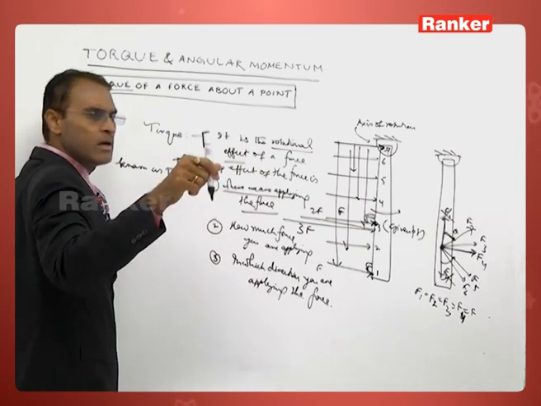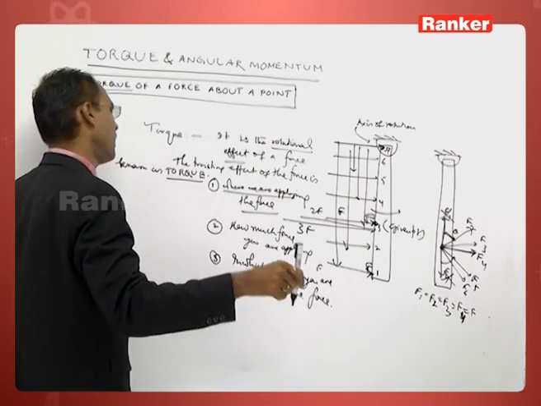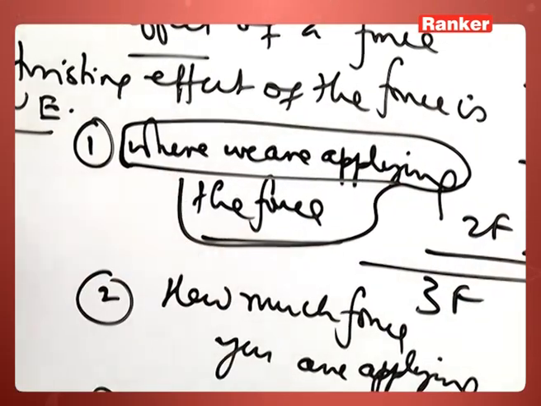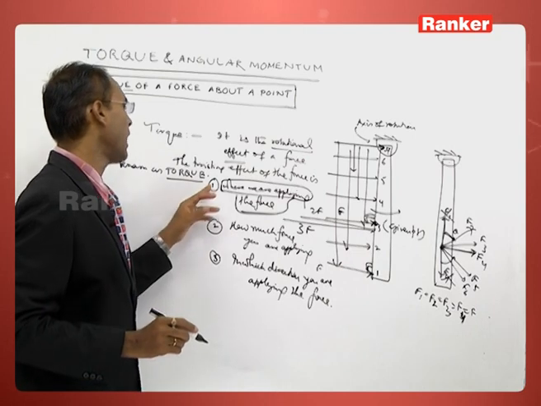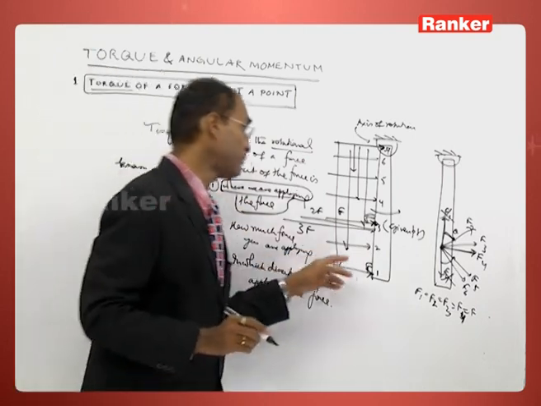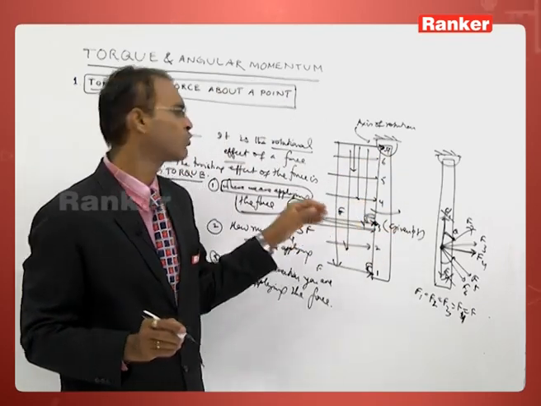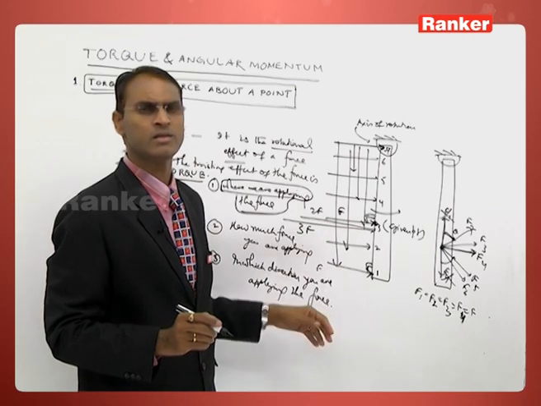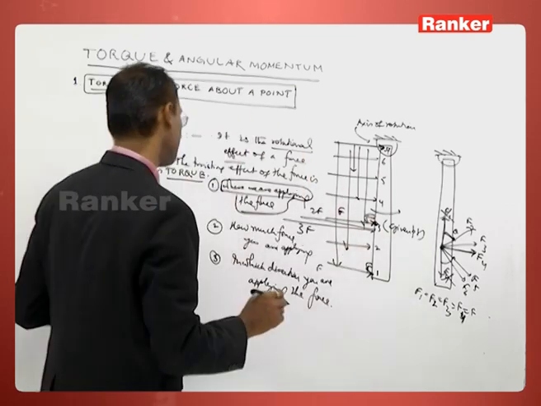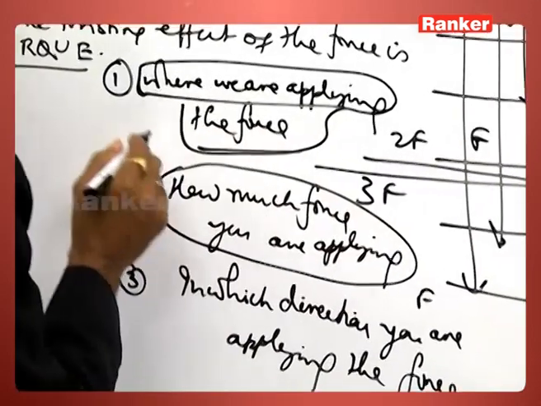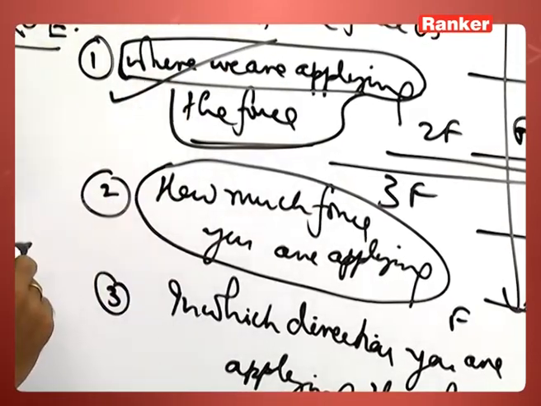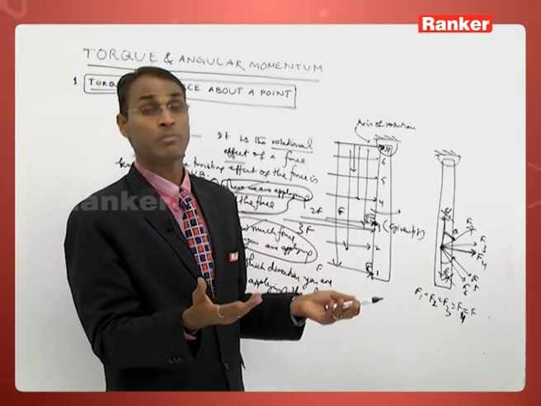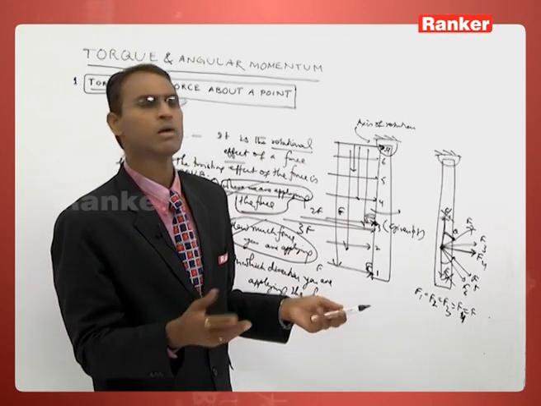How easily the body is rotating or is twisting depends upon three factors. Factor number one, the point of application of the force, where we are applying the force. If you are applying the force nearer to the axis, more difficult for us to rotate the object. When you are applying the force further from the axis, with less difficulty or more easily, we can rotate the object. So the ease of rotation depends upon where you are applying the force and how much force you are applying. If you apply more force, more quickly the body will rotate. If you apply less force, less quickly you can rotate the object.